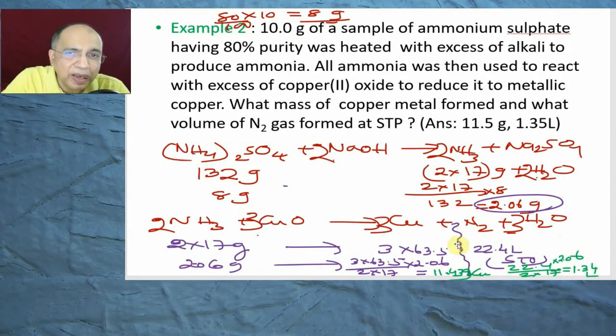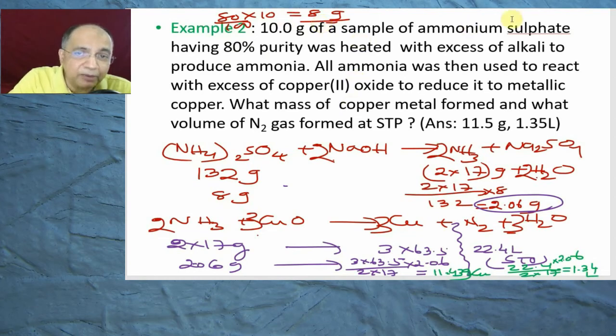This is another one, and this will be the concluding one. 10 gram of a sample of ammonium sulfate having 80% purity. Again, 10 gram is not the amount to be used. 80% of 10 is to be used. So that is 8 gram. 10 into 80 by 100, 8 gram.